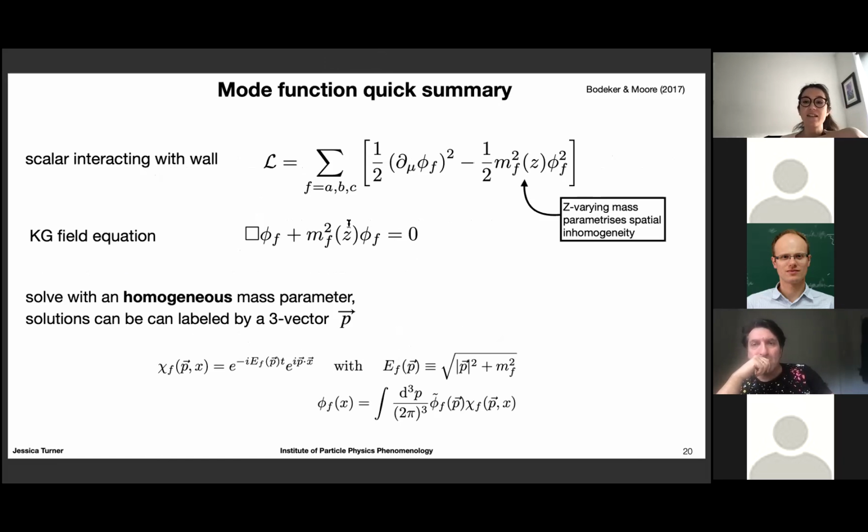Let's consider a scalar interacting with the bubble wall. This is the Lagrangian here. You see that the mass term is inhomogeneous, I should say, and changes as a function of z. Of course, the field equation, or the Klein-Gordon field equation associated to the scalar, is simply given by this. And if this were a homogeneous mass parameter, then the solution to the field equation would just be a phase as a function of the energy of the particle and the 3-momentum weighted by some complex number.